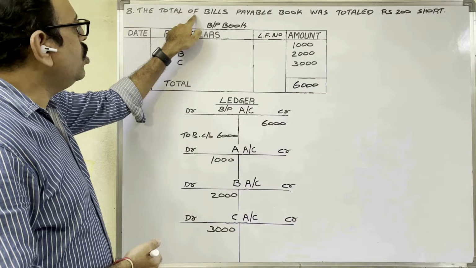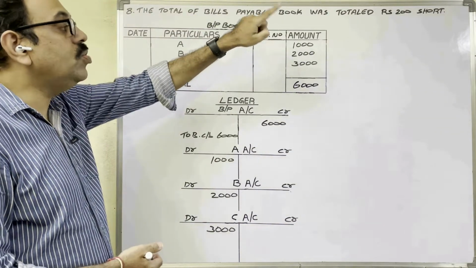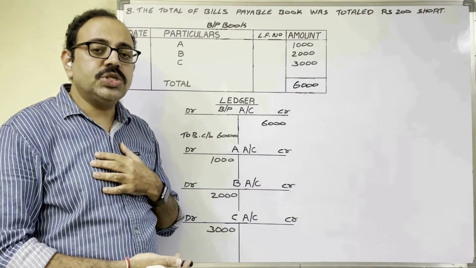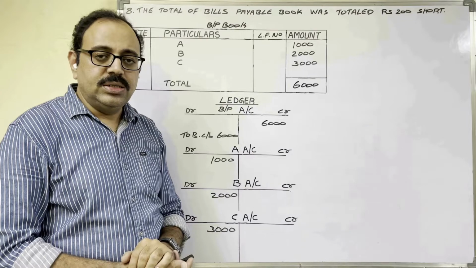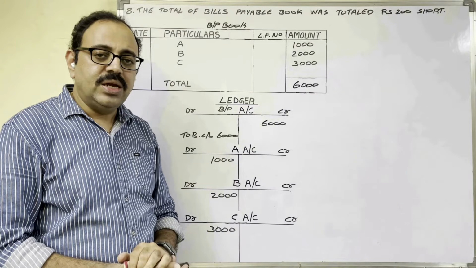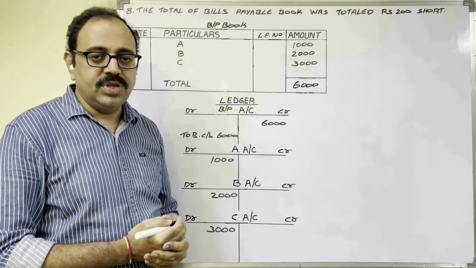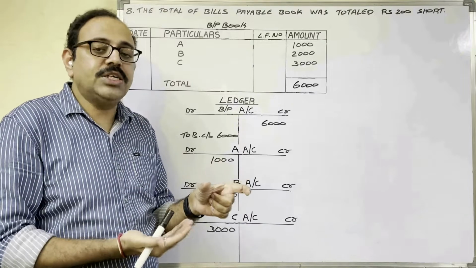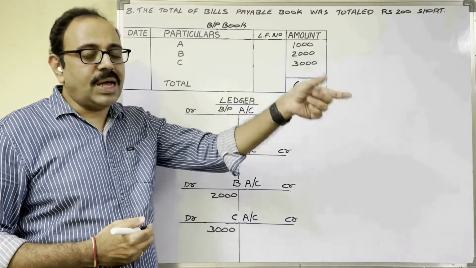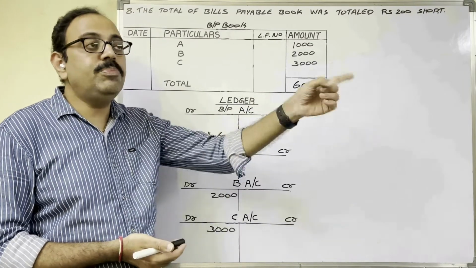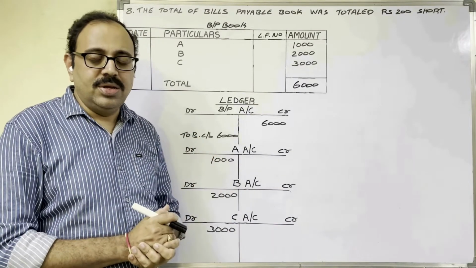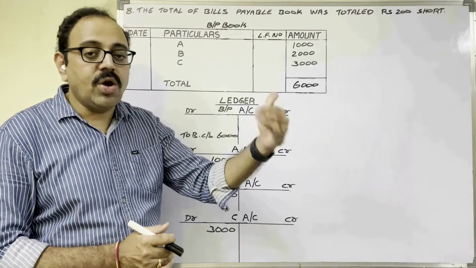8th point. The total of the bills payable book was 200 short. Bills payable means the firm purchased goods from one supplier on credit. Now the supplier needs a written proof. So he prepared a bill of exchange and we have given acceptance to him. So for this bill, we are giving acceptance now. Therefore, the firm is known as drawee and the supplier is known as drawer because he prepared that bill. To the firm, this bill is known as bills payable because in future we have to pay the money on this bill.